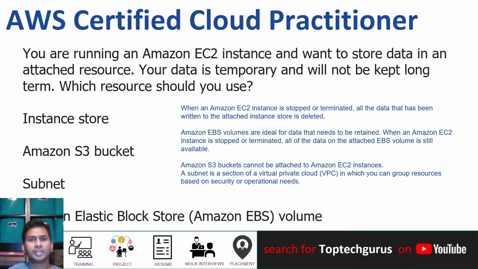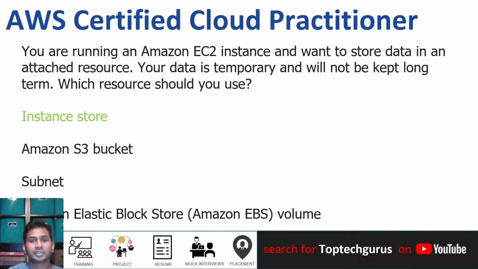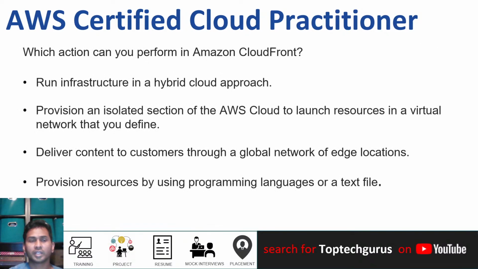S3 bucket, we definitely know that it cannot be attached to an EC2 instance. Subnet is a section of the VPC cloud, and you can group the resources based on security or operational needs. So if there are 10 things in your region within an availability zone that have the same security needs, operational needs, then you put them within a subnet together, and then you can have the same routing rules and the same access rules for them. So instance store is the right option here. Let's move on to the next question.